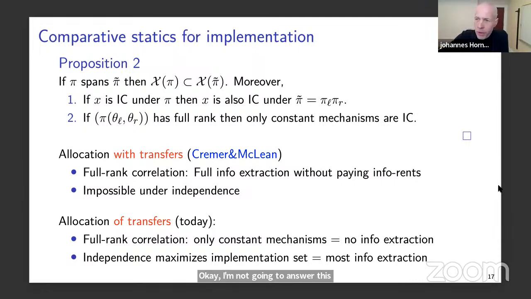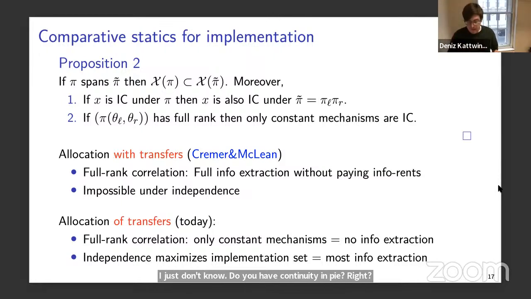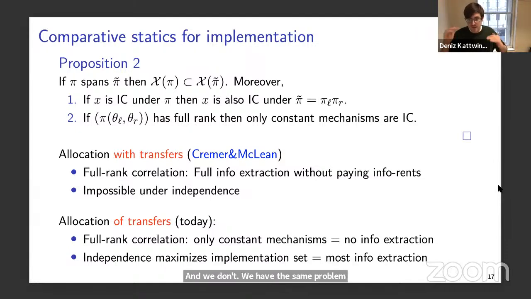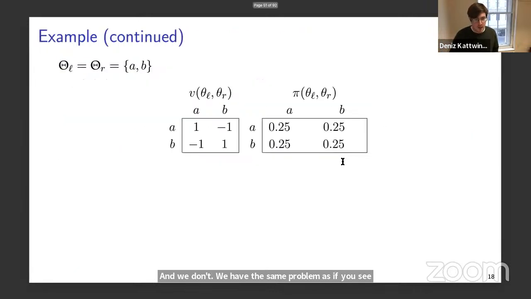Deniz, if I might also interject, your setup is somewhat restrictive, but you might have something desirable that they don't. I just don't know. Do you have continuity in pi, right? Because they have this lack of robustness, so to speak. Yes, we have. That's a very good question, and we don't. We have the same problem, if you see discontinuity as a problem, just reversed. I think I have an example on that. Let me see. Yes, here we go. There's this uneasiness about Kremer-MacLean that you have something a little bit correlated, and then you can do full surplus extraction, then you make it independent, and whoop, you cannot. We have the same, but reversed.